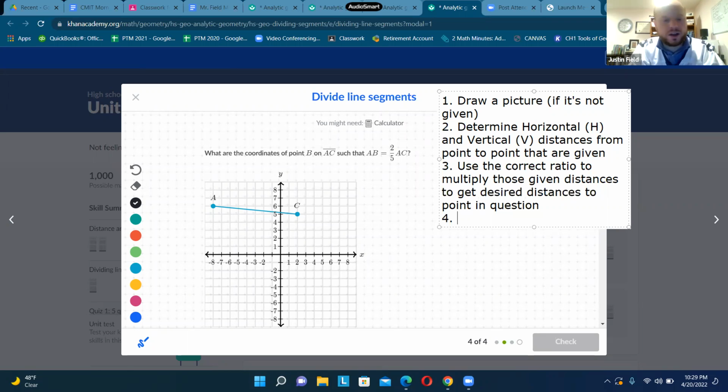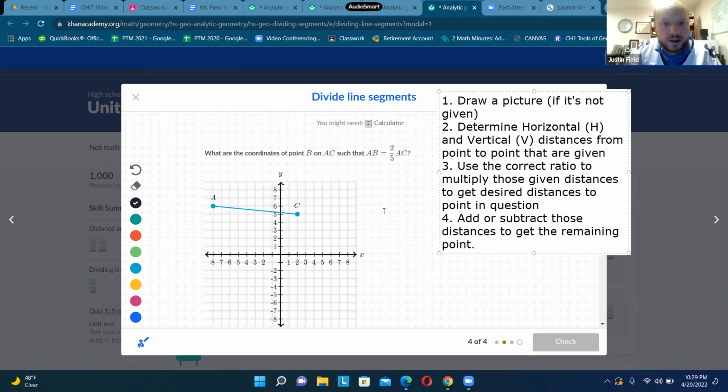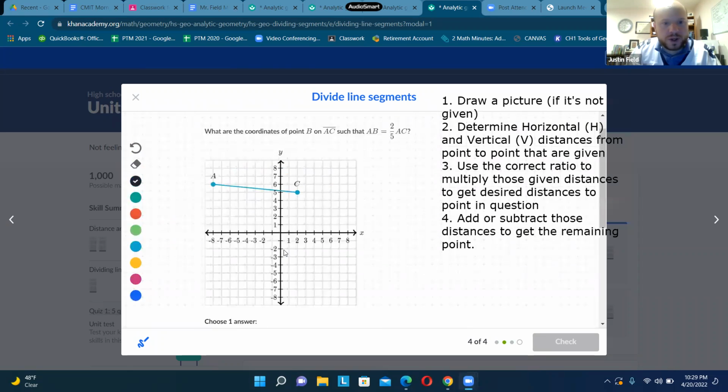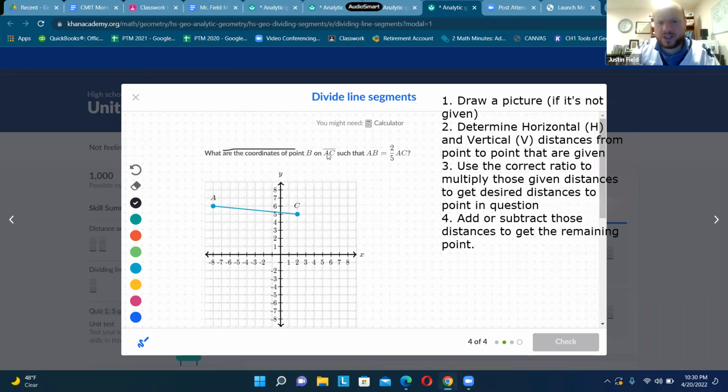And then add or subtract those distances to get the remaining point. So there's a point we have to get, in this case it's B. We want to find out what B is. It's one of those points. So what are the coordinates of B?